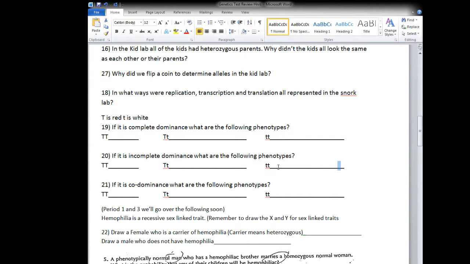Incomplete dominance, neither trait will show up. So it's not going to be red or white. When it's heterozygous, you're not going to get red. You're not going to get white. Maybe you get pink, something in the middle.